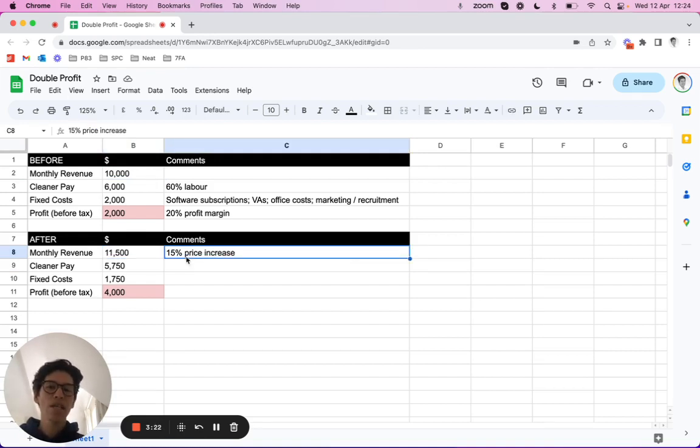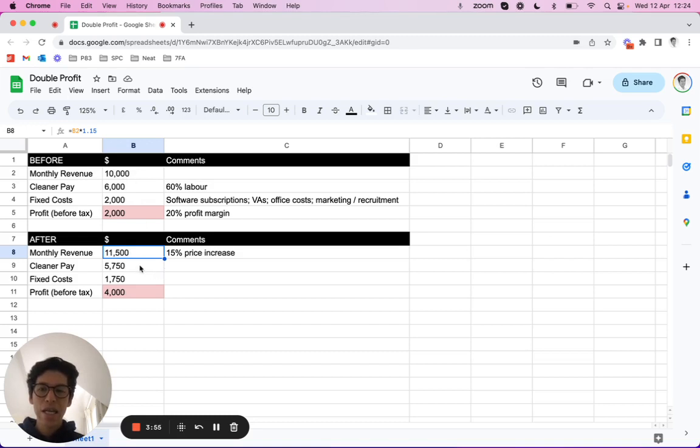In any normal year where inflation was, say, 5%, putting through a 15% price increase is probably going to lead to a number of cancellations, lots of clients questioning the price increase. But with inflation as it is at the moment, I would expect the vast majority of our clients to accept a 15% price increase. So if we put through a 15% price increase, our revenue goes from 10,000 a month to 11,500.